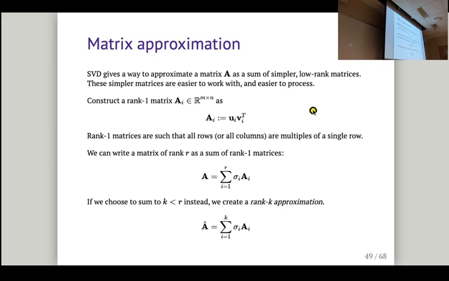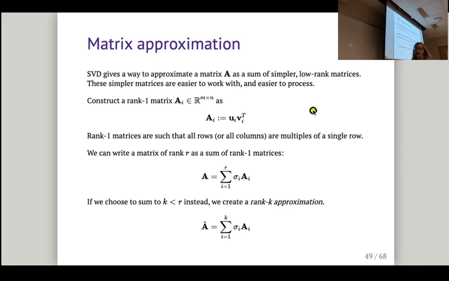What these rank 1 matrices essentially are is the same values all the way across the rows. They're just multiples of one another. So for example, 1, 2, 1, 2, 4, 2 would be a very simple rank 1 matrix.